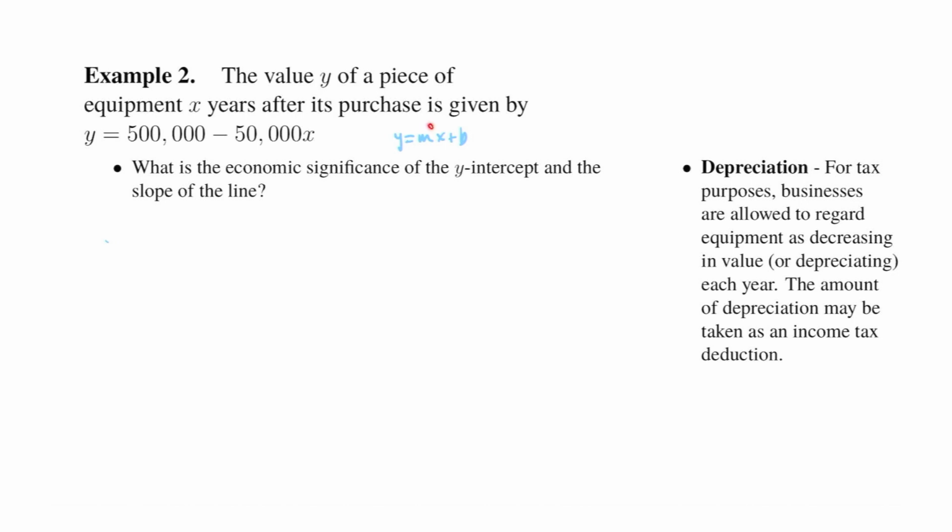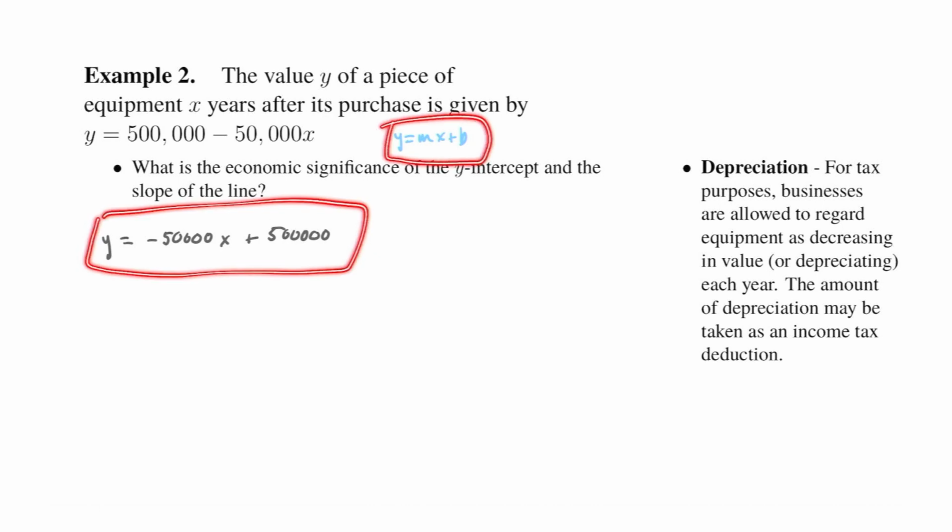It's a good form as it's written, but so that we can see this, I'm going to take this x term and move it in front, just so that we match up with the ordering here. So I'm going to rewrite this as y equals negative 50,000x plus 500,000. And we're going to answer the same question. What does the y-intercept mean and what does the slope mean for this linear equation? We can tell this is a line because it matches up with our slope-intercept form.